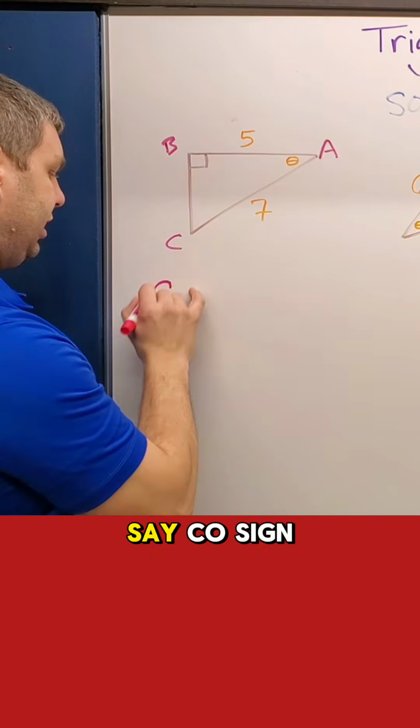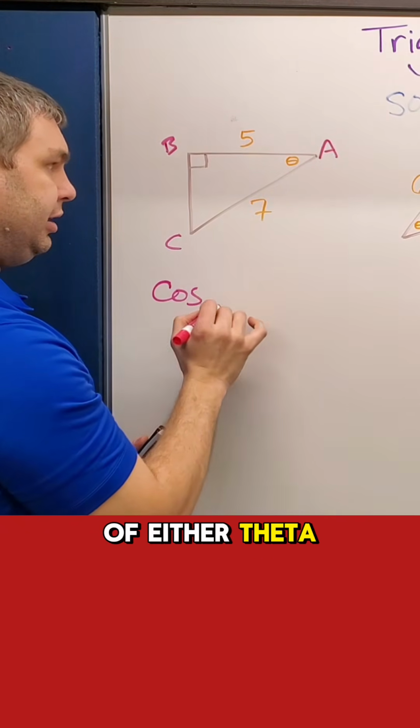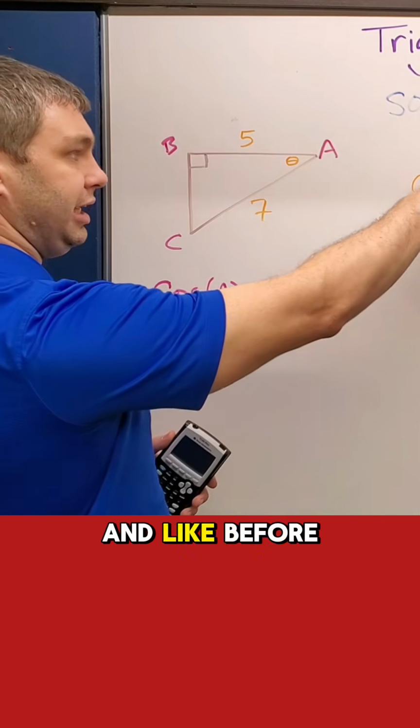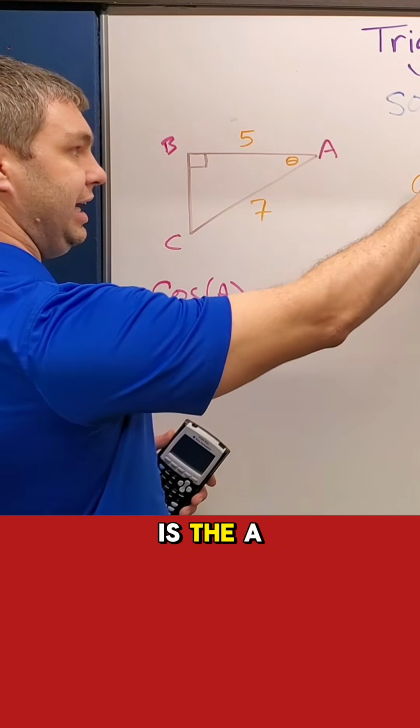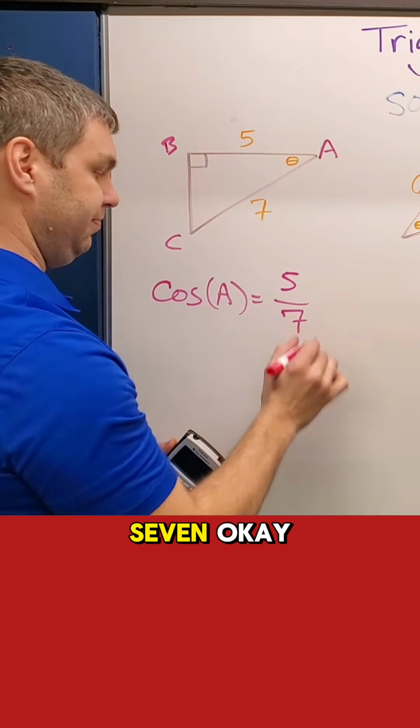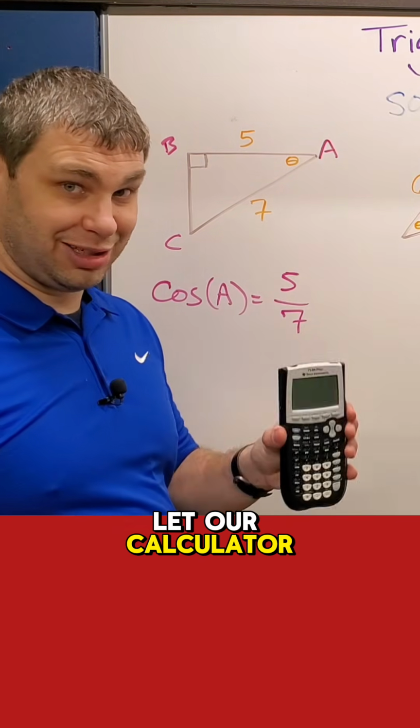So for this one, I'm going to say cosine of either theta, or I could say A. I'll use A for this example. And like before, I'm going to make a fraction, which is the A over the H, the adjacent 5 over the hypotenuse 7. Okay, then we get to let our calculator do all the work for us.